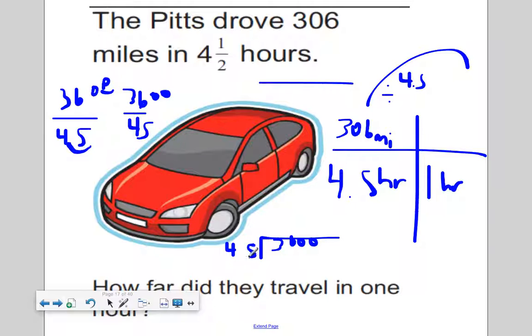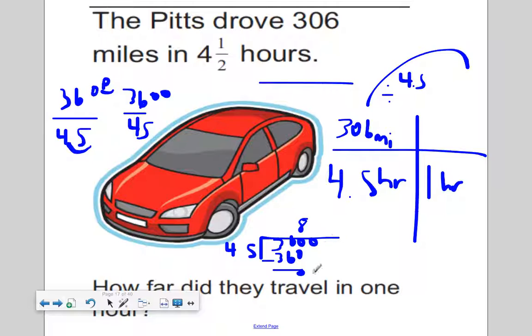Can 45 go into 3? 0 times. Can 45 go into 36? 0 times. Can 45 go into 360? I have no idea. 45, 90. I will say 8 if I had to estimate. Let's see. 5 times 8 is 40. Carry the 4. 4 times 8 is 32 plus 4 is 36. Hey, it works. Good guess.